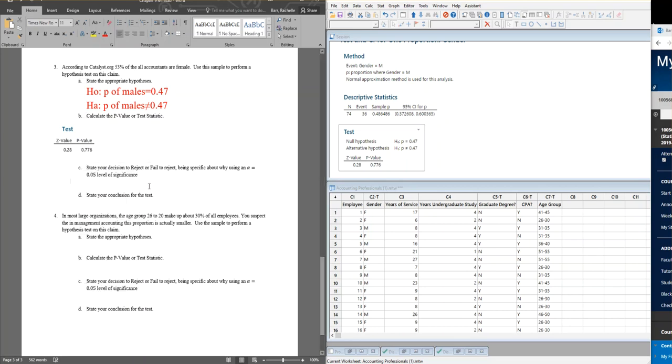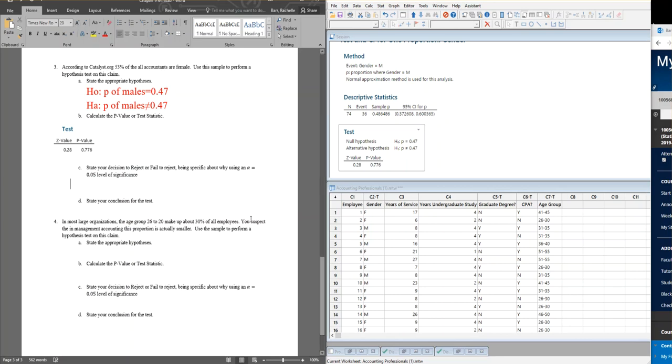Okay, so, huge p-value. Ginormous. Big P means I'm not going to reject the H0. So, since the p-value of 0.776 is much, much greater than 0.05, it is not significant evidence against our null hypothesis. We are going to fail to reject.